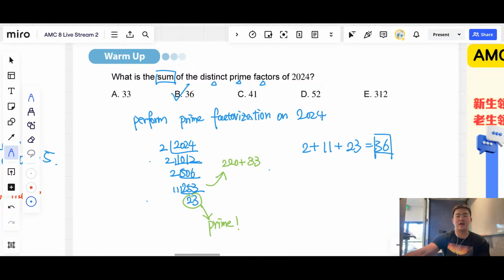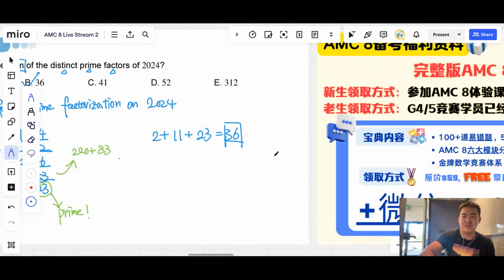So this is a very straightforward question, right? Asking for the sum of prime factors. First step, determine what the factors are. Then be careful with the word distinct. Other than that, there shouldn't be much more challenging stuff here, all right?